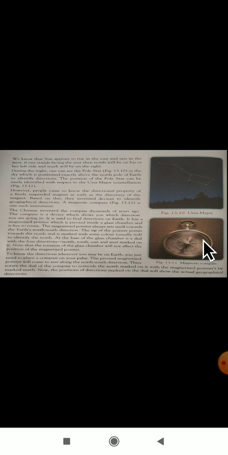This is all about the magnetic compass. It will help us to know the directions, in which direction we are going and which direction we are on the earth. That is the main thing, and it has one magnetized pointer also. With the help of that we will come to know in which direction we are moving. This is the main function of the magnetic compass.